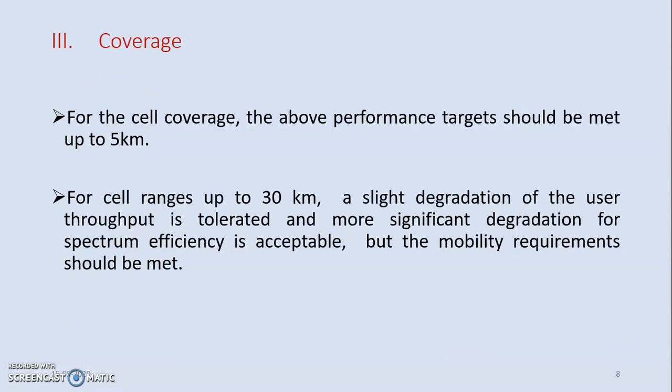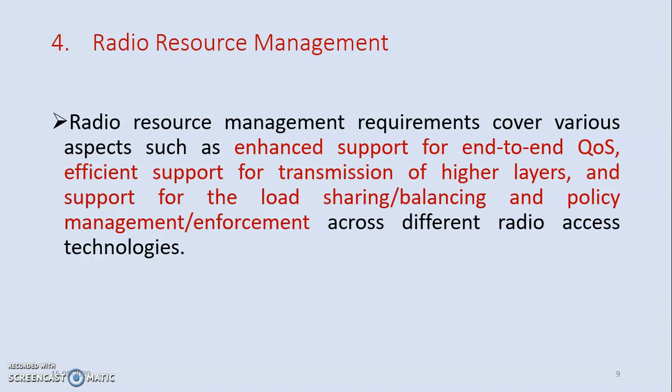And coverage, how far the signal can reach. For the cell coverage, the above performance targets should be met, and it can have a range of up to 5 kilometers. For cell ranges up to 30 kilometers, a slight degradation is expected, which we always experience when moving from the base station towards the other end where there are no further base stations. At that point, we can experience degradation in performance, like voice drops, voice breaks, and discontinuous connectivity in the data, etc.